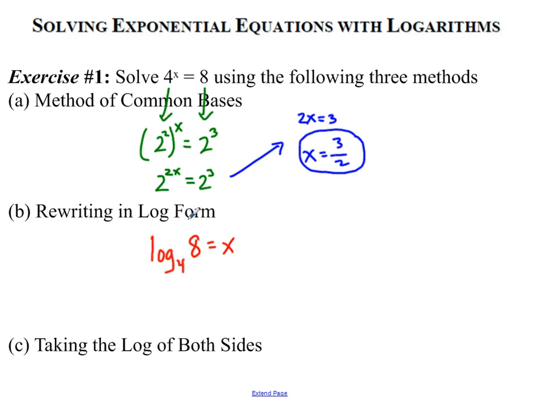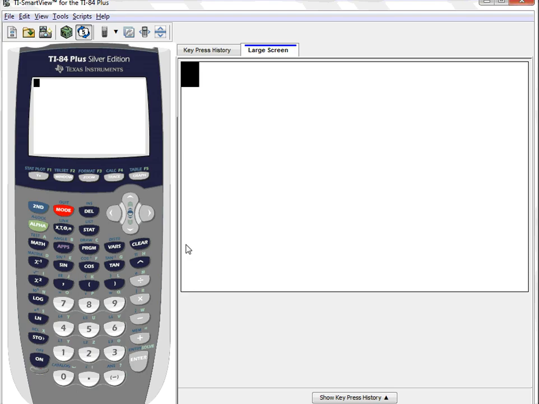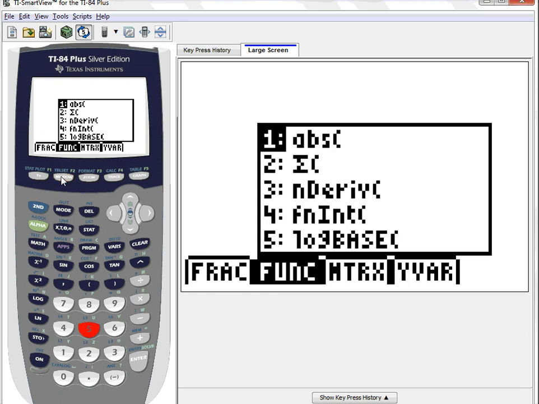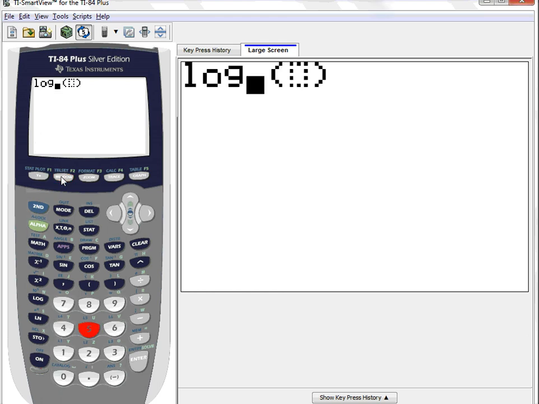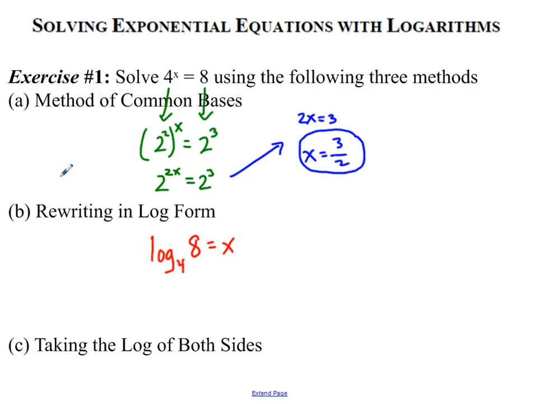All right, now I can pop this into my calculator. So we go to our calculator. Let's do log, alpha, y, window, base 4 of 8. And lo and behold, it's 1.5. That's what we knew it would be. Okay, x is 1.5 or 3 halves. Just acknowledge that those are the same.